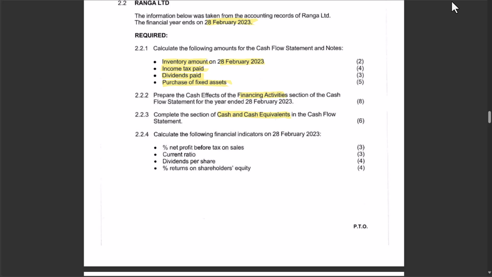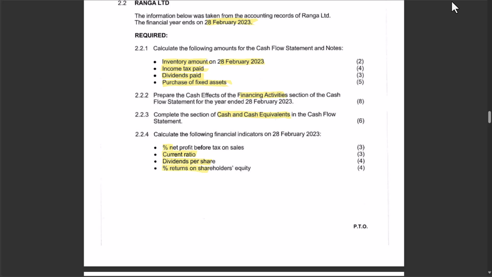Calculate the following financial indicators. Net profit before tax on sales, then current ratio, dividends per share, then return on shareholders' equity.